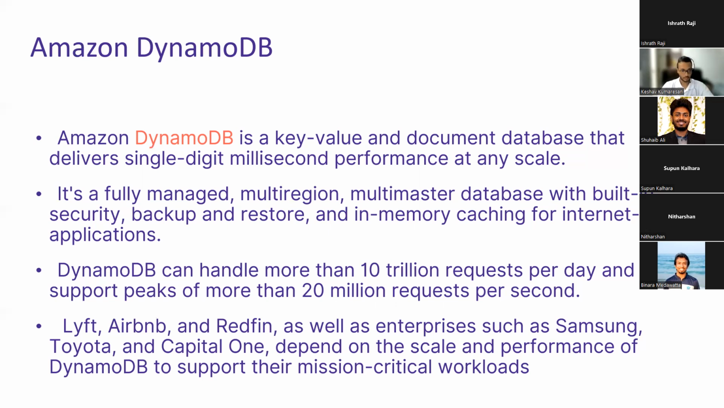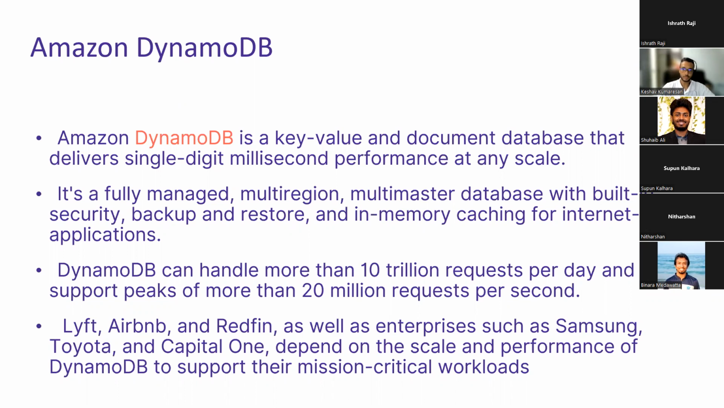So a lot of massive customers like Lyft, Airbnb, Samsung, Toyota, Capital One, Redfin, they all use DynamoDB for their mission critical workloads, because one thing it's good at is it's highly scalable. So maybe it might not be suitable to store relational data, obviously, but in the scenarios where it's suitable, it performs very well. You might not want to use it for everything, but when it's suitable to use, it's the best thing you could go for.